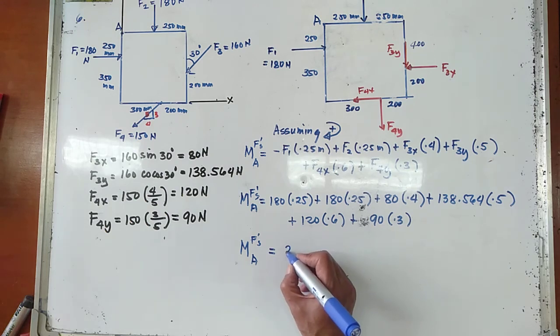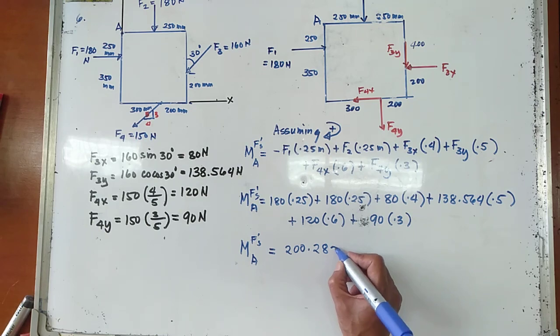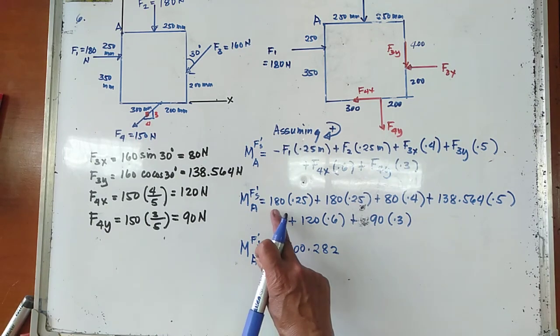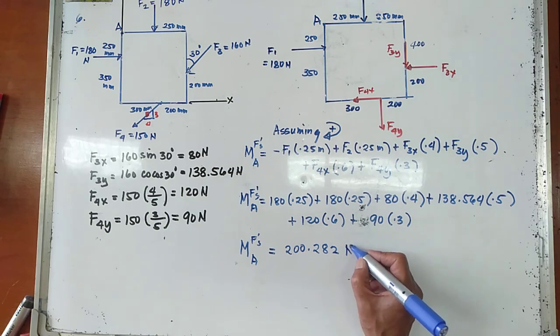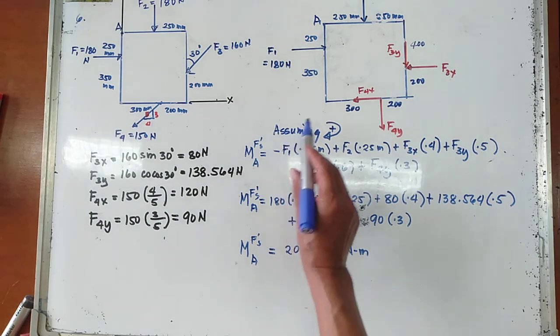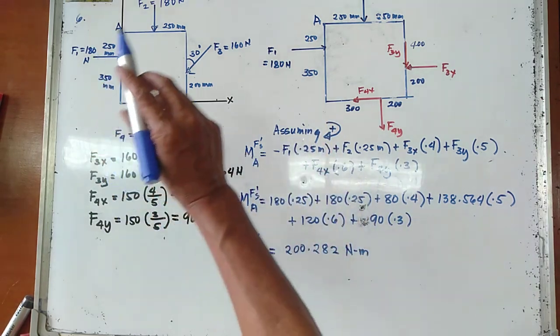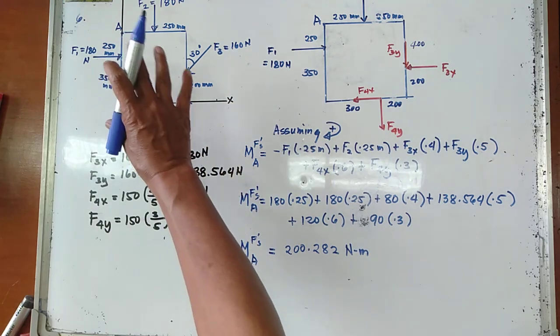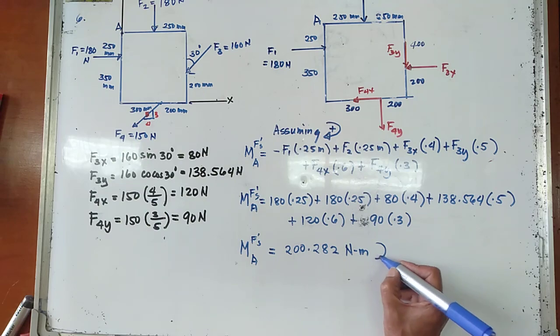So the moment of all the forces about point A is equal to 200.282. The unit of the force is Newton and the distance is in meter, so that is Newton meter. Since we assume clockwise moment as positive, hence the net moment of all the forces in this system about point A is clockwise moment.